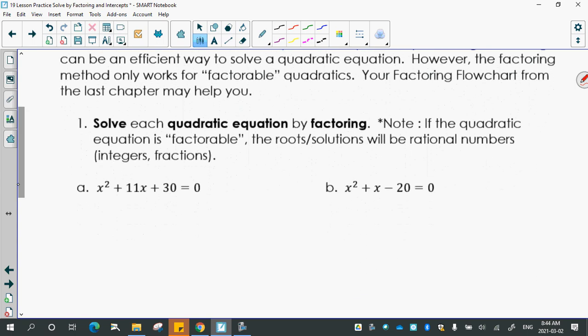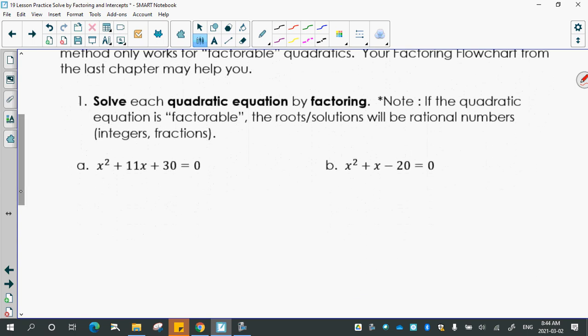So your factoring flowchart from the last chapter will help us. And we're just going to practice ones that are factorable. Okay, so you can see it is the shortest method if you are good at factoring. Okay, for sure. So solve each quadratic equation by factoring. Note if the quadratic equation is factorable, the roots or solutions will be rational numbers, which are integers or positive or negative fractions. Okay, if it's factorable.